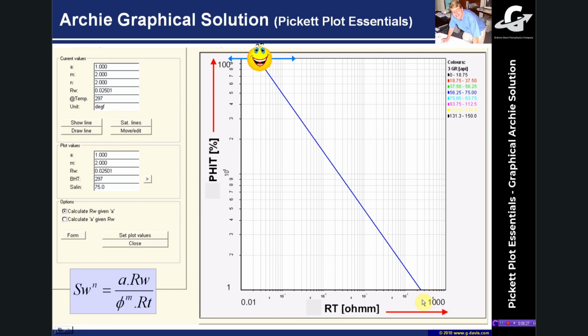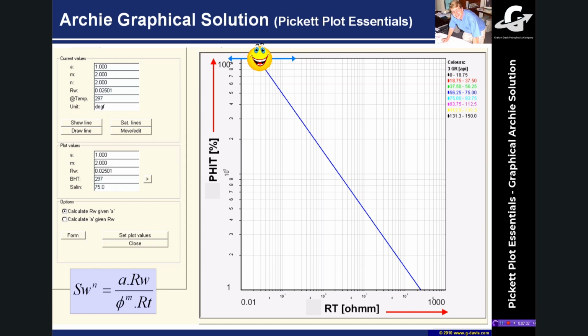The Pickett plot plots porosity, in this case on the y-axis, against resistivity. Now, Pickett plots come in a number of formats, and sometimes you'll see the axes plotted the other way around. But in this particular set of plots I'm going to take you through, porosity is on the y-axis, with porosity increasing. It's a logarithmic scale, as you can see, and up here at the top is 100% porosity. Now, what is 100% porosity? Well, that's just a beaker of water, if you like. That's the fluid. There's no rock in the way.